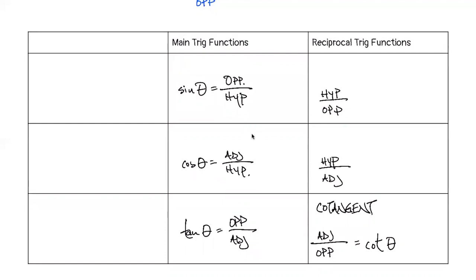Anybody know the name for the reciprocal of cosine? So we have a new name. This one is called secant. And we abbreviate that SEC theta. Okay.